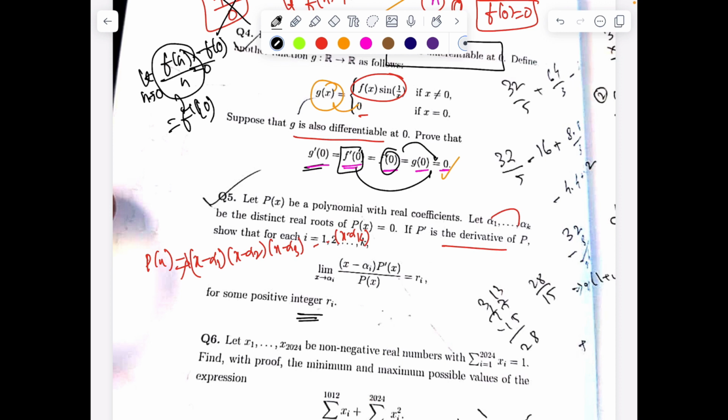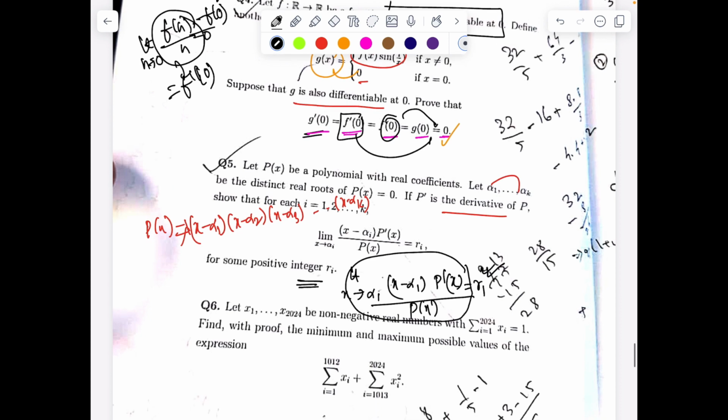So limit x tends to alpha, and this is r i for some positive integer. So what it is telling, let's say limit x tends to alpha 1, x minus alpha 1 times p dash x divided by p of x is giving you r1. Means this limit is finite for some positive integer, and this exists, and it will give some finite integer r1. तो अब यहाँ से what we can do is we can find p dash x.